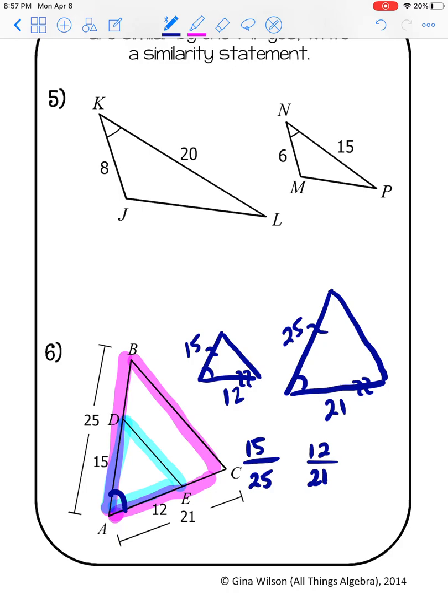So 15 over 25 is 0.6, and 12 over 21 is 0.57, etc., which is not equal. It's close, but it's not the same thing. So the answer to this question is no, these triangles are not similar.